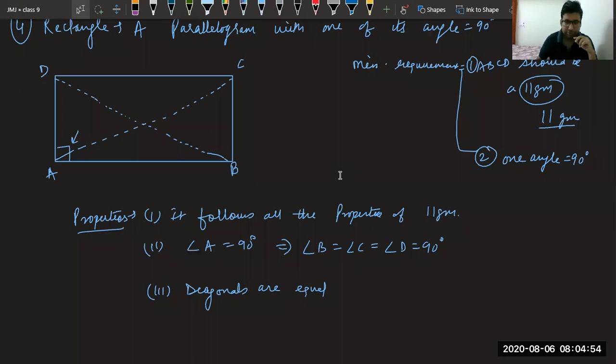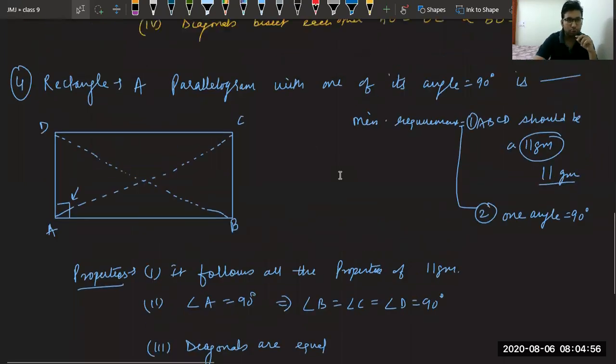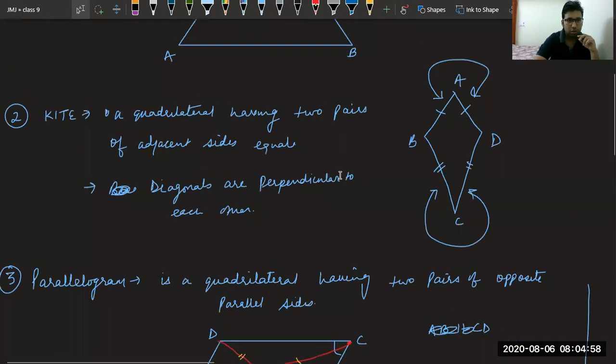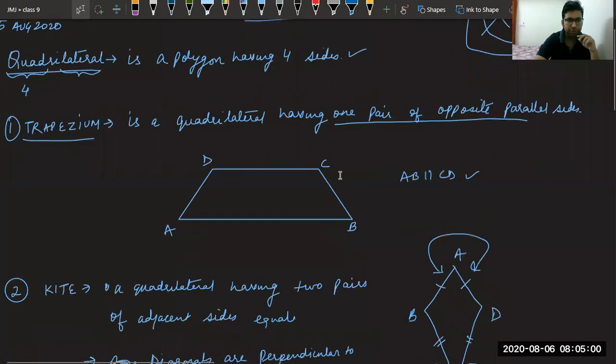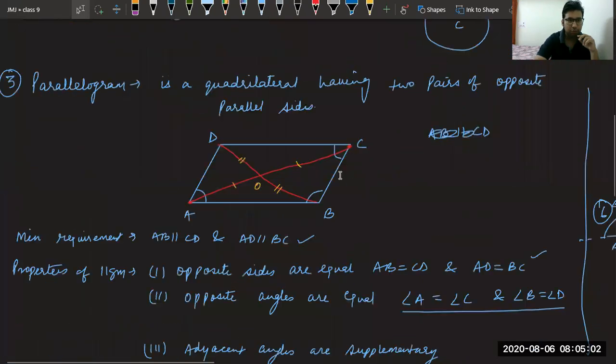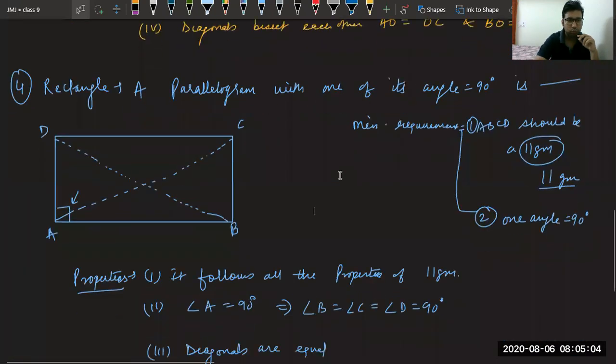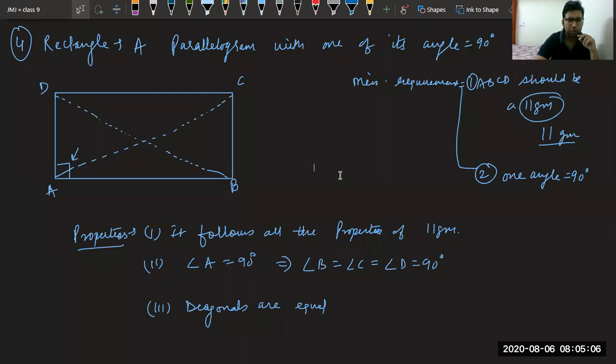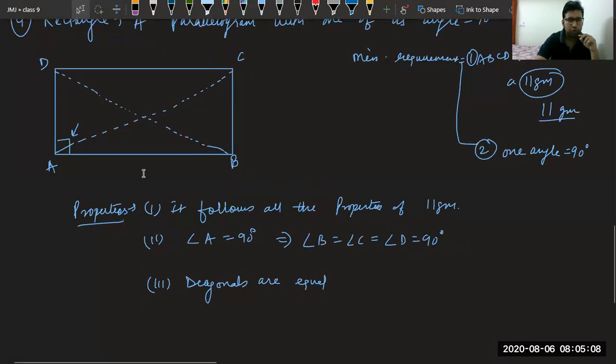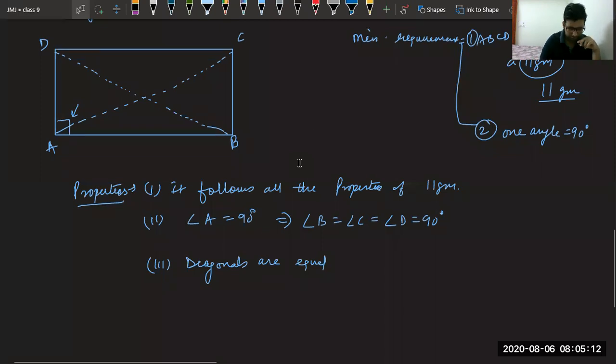Okay. Yesterday we have seen the properties of, first, trapezium, kite, parallelogram, then we have seen rectangle also. In rectangle, I told you to derive or to prove the diagonals are equal on your own. I hope you have done that, all of you. Were you able to prove AC equal to BD on your own? Yes?